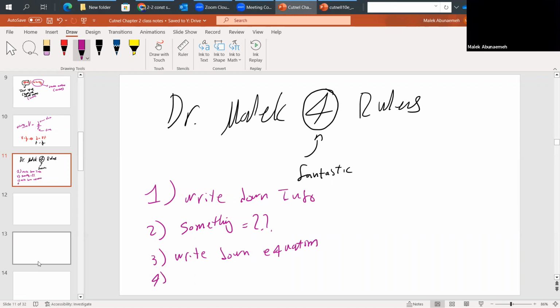And number 4, like plug and play, this is going to be called plug and solve. So every time we're going to work on solving problems, moving on forward, you're going to be using those 4 fantastic rules to make your life a little easier. So let's go ahead and see what's going on.